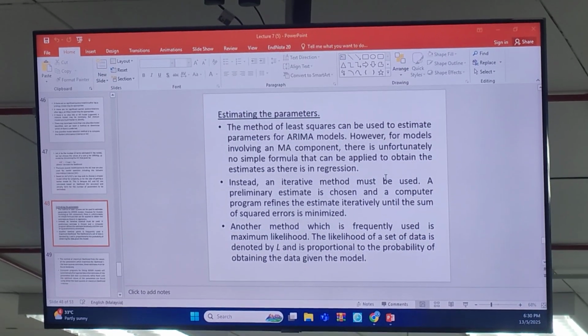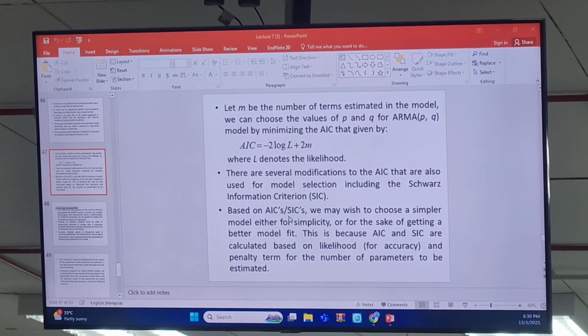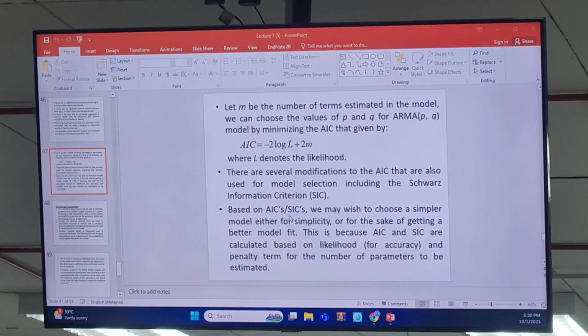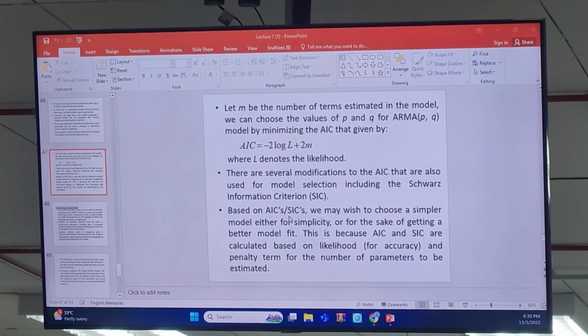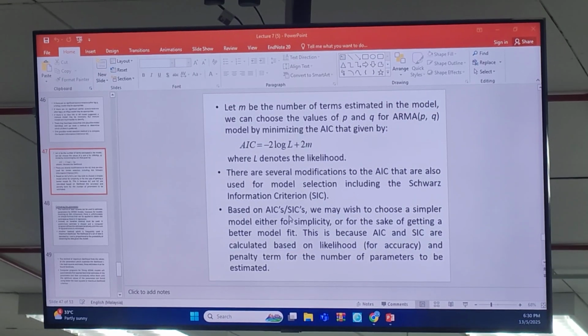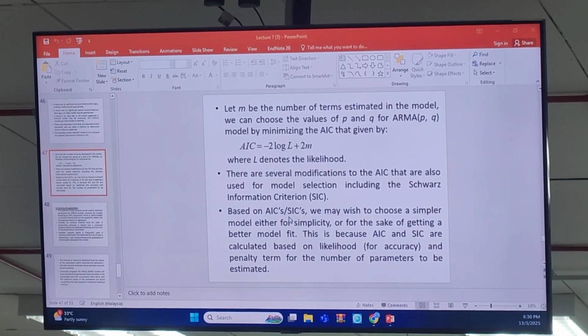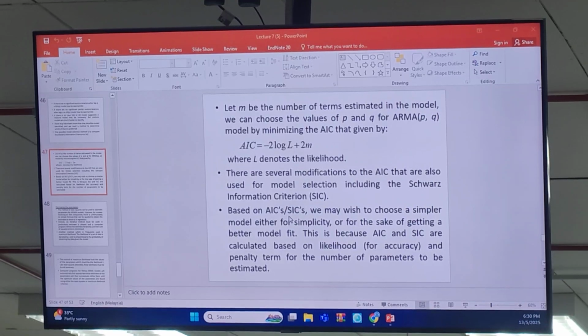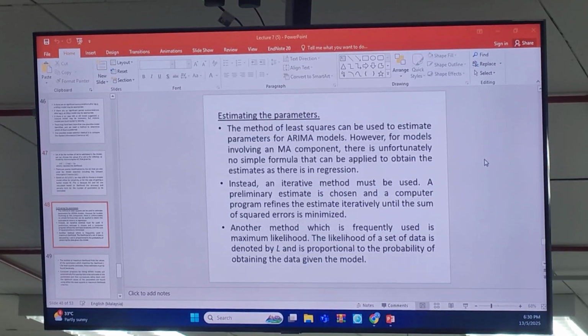So AIC and SIC do not necessarily select the same model. Sometimes they suggest different models because the way that they penalize the additional number of parameters is different. Okay, so sometimes we get different suggestions if we use AIC and SIC. So you have to decide which one you want to use.